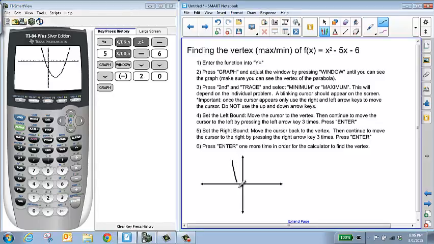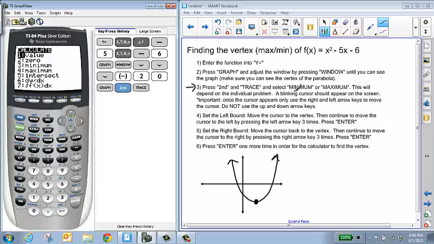So let's just make a little sketch over here of our graph, and we're trying to find the coordinates of this point right here. So in order to do that, we're now on step 3. We're going to hit second trace. But now we need to determine if we're going to select minimum or maximum. Since this parabola opens up and has a low point, that means we're going to select minimum. So right here, number 3.